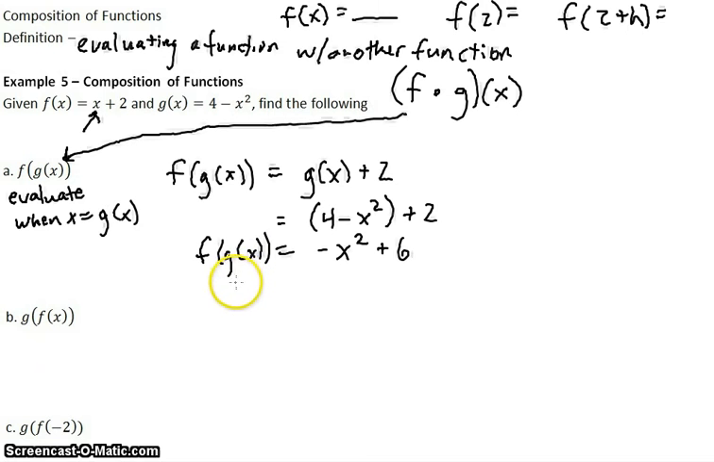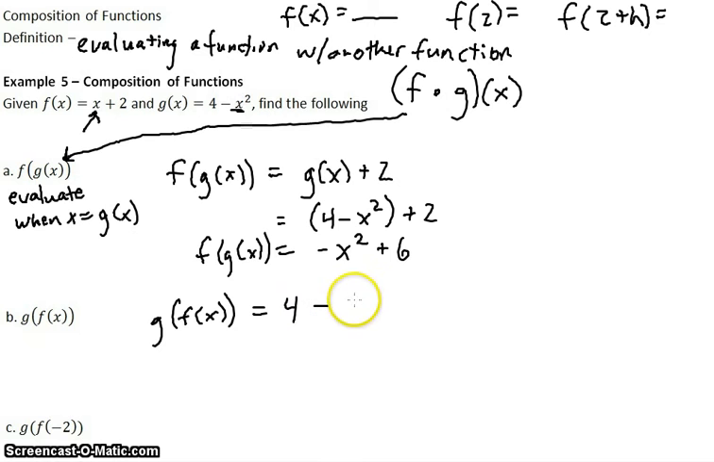So, there's my function, and there's what it equals. Now I am asked to do the exact opposite. I'm taking g of x here, and I'm asked to evaluate it when it's f of x. So what I'm going to do is replace x in g of x with f of x. So wherever I see x here, I'm replacing that with f of x.